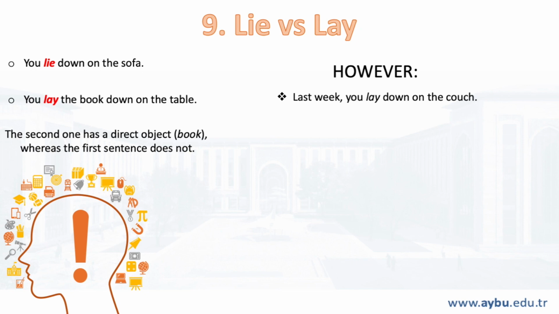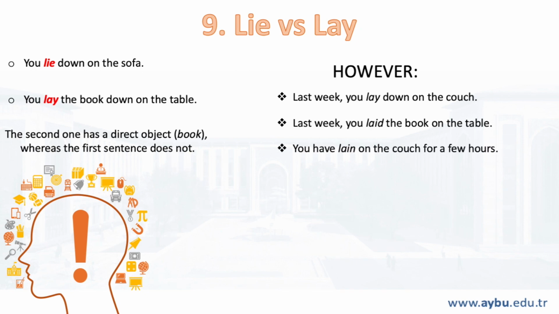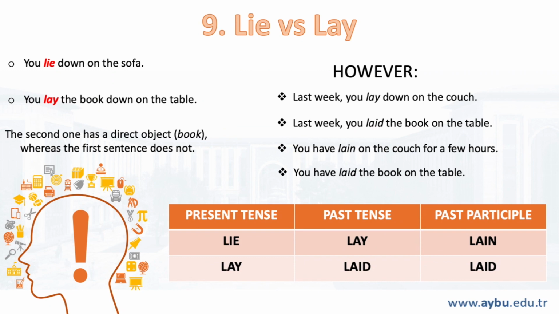However, I want you to look at those examples. Last week you lay down on the couch. Last week you laid the book on the table. It is really confusing because you should also see the forms of present, past, and past participle tenses. It just so happens that the past tense of the verb to lie is the same as the present tense of the verb to lay. You just have to memorize it.